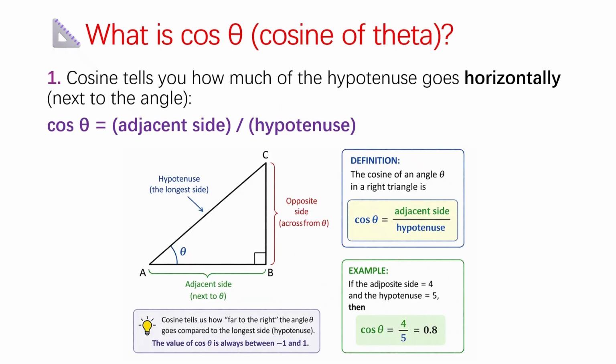Next is cosine, or cosθ. In a right triangle, cosine tells us how much of the hypotenuse lies next to the angle. So, cosθ equals the adjacent side divided by the hypotenuse. The adjacent side is the one right next to the angle θ. This means cosine measures how far the triangle extends horizontally compared to its longest side.